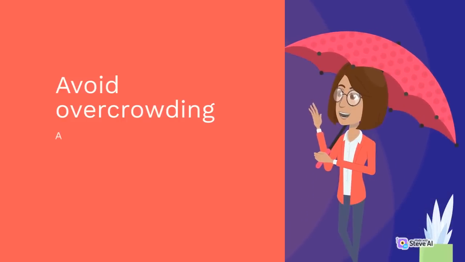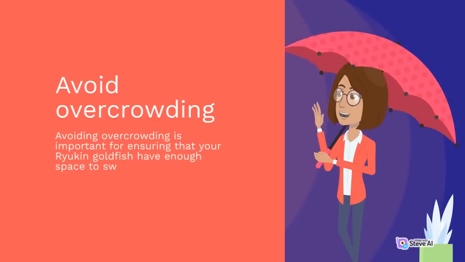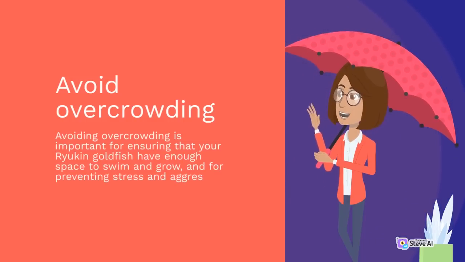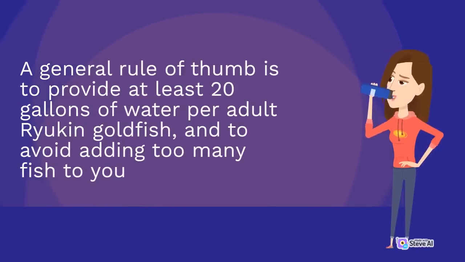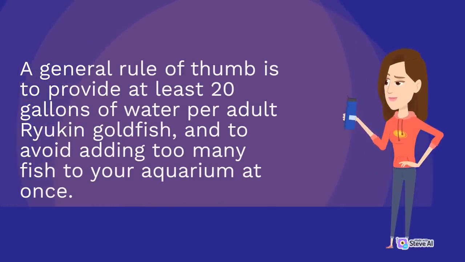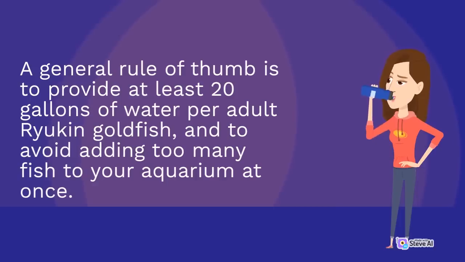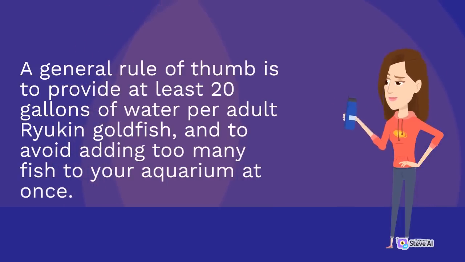Avoid overcrowding. Avoiding overcrowding is important for ensuring that your Ryukyu goldfish have enough space to swim and grow, and for preventing stress and aggression. A general rule of thumb is to provide at least 20 gallons of water per adult Ryukyu goldfish, and to avoid adding too many fish to your aquarium at once.